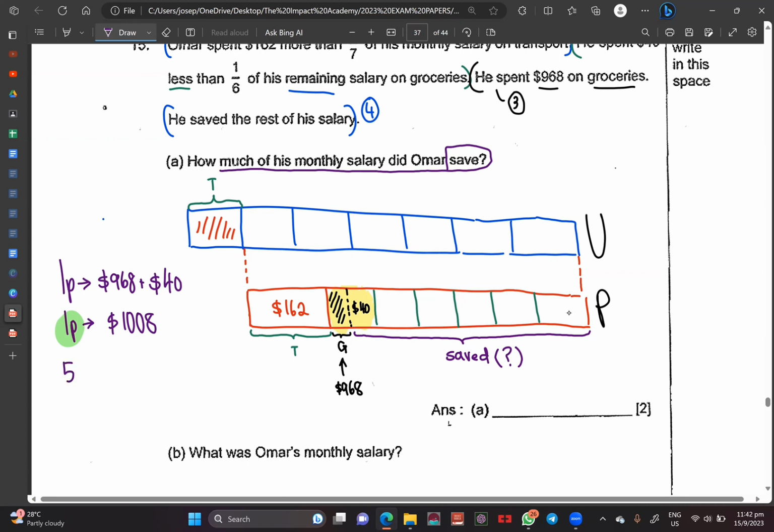Okay, so we are going to find 5 parts first. We are going to say 1008 times 5, we get 5040, and of course we are going to do 5040 plus 40, and therefore your answer has to be 5080, and that is the amount Omar saved.